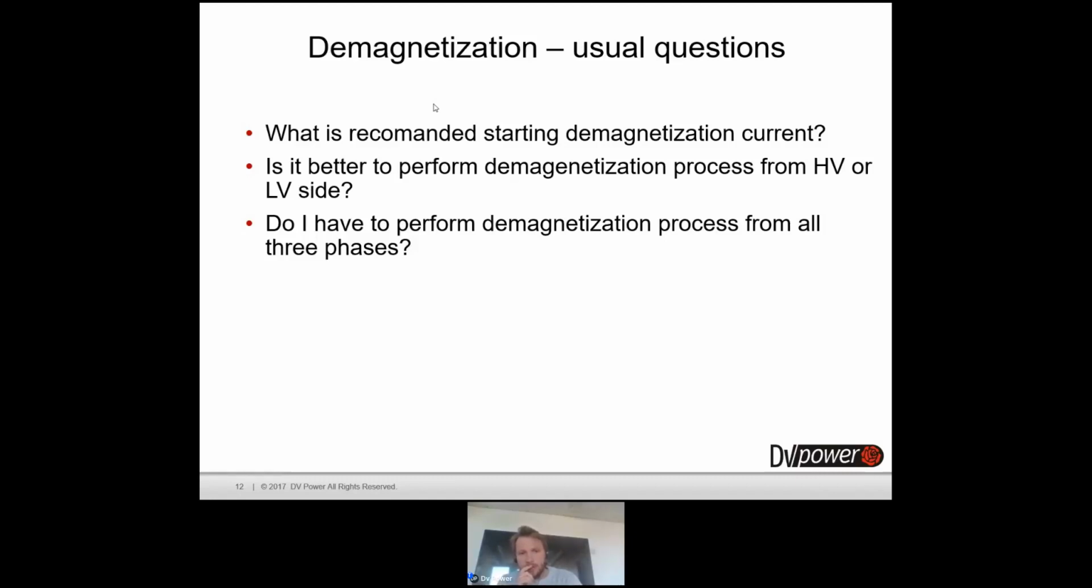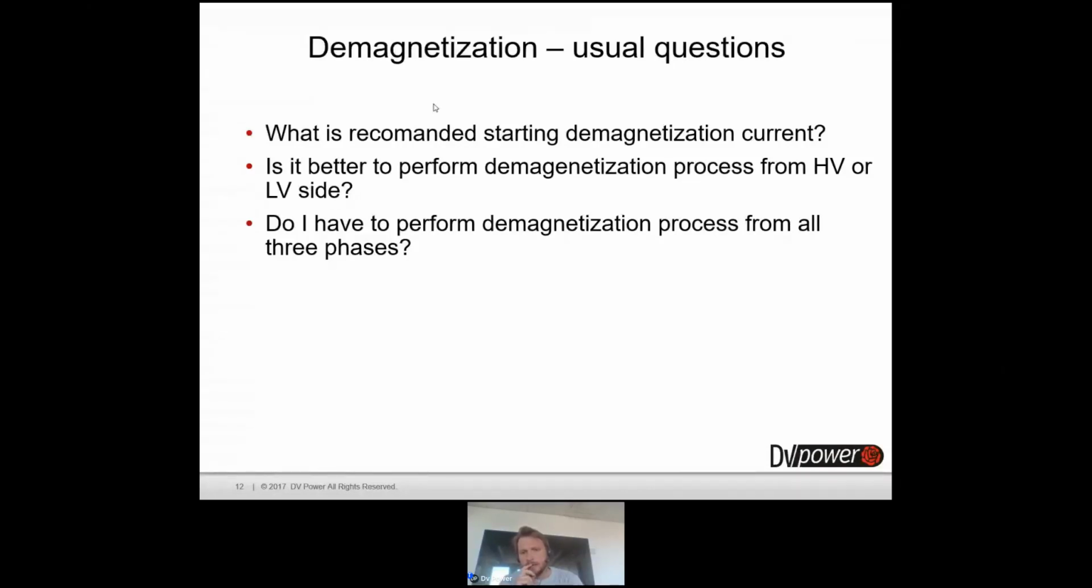Again, if you read many articles today, older articles, let's say in that way, they recommend to use starting demagnetization current same as used for winding resistance test, 10, 15 amps or something like that. We have performed many experimental testing and investigation testing regarding that topic, and the conclusion is a little bit different from that.